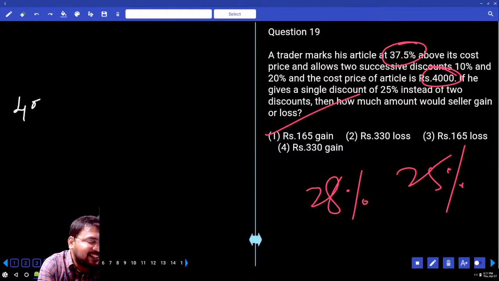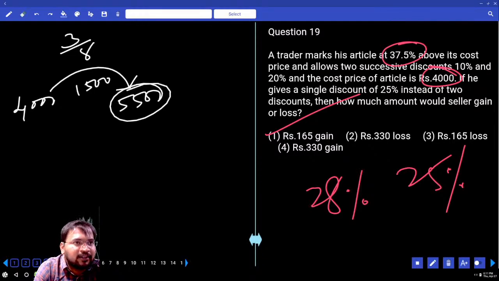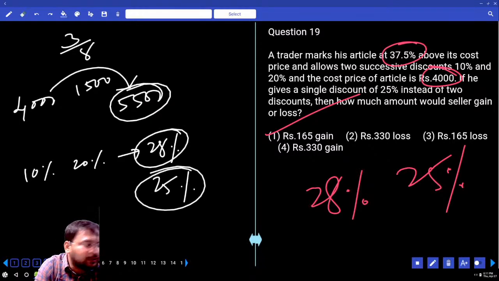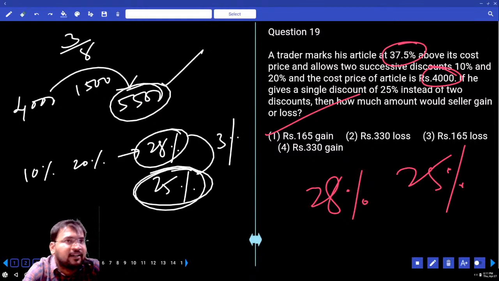4,000 is the cost price. 37.5 is nothing but 3 by 8. 3 by 8 of 4,000 is 1,500, so the marked price is 5,500. Two successive discounts, 10 and 20, will be equivalent to a single discount of 28. Instead of giving 28, if you give 25, you are getting a 3% profit. That 3% is on 5,500. Are you clear, Nana? Your answer is 165.